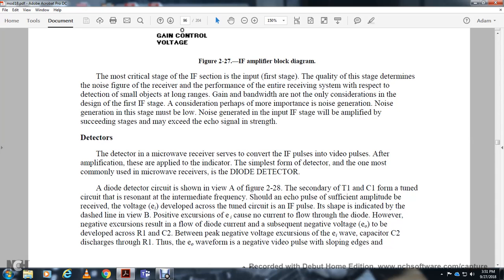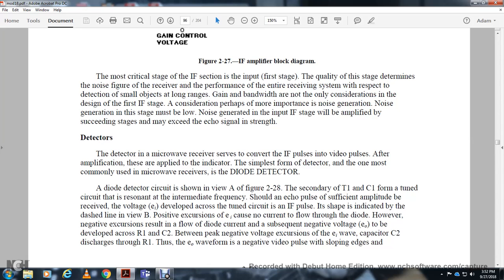The diode detector circuit is shown in view A of figure 2-28, with the secondary of transformer T1 and capacitor C1 tuned to the intermediate frequency. The echo pulse of sufficient amplitude develops the voltage shape across the tuned circuit, shown by the dashed line in view B, with the positive excursion.